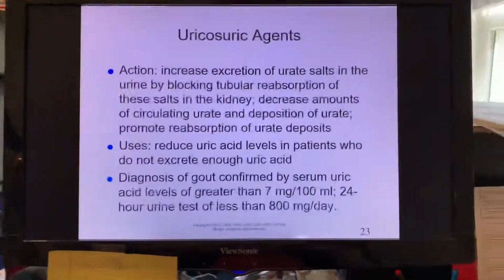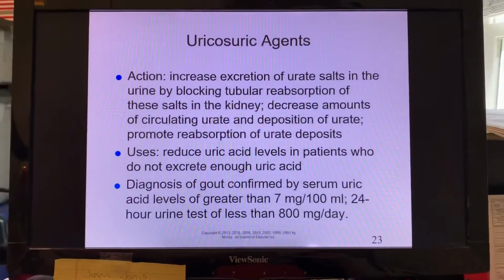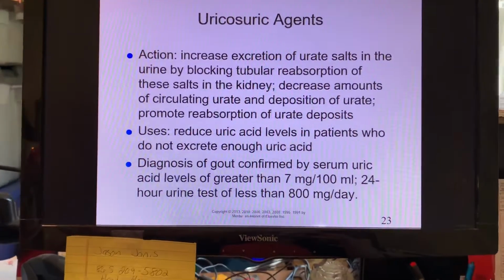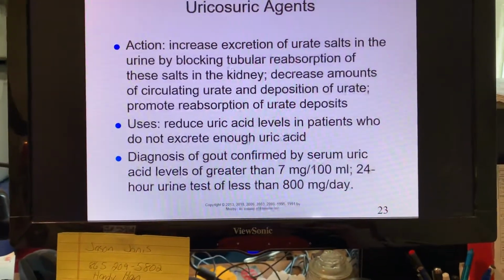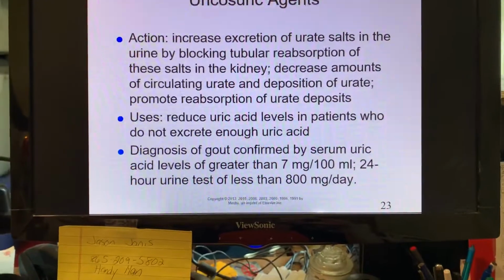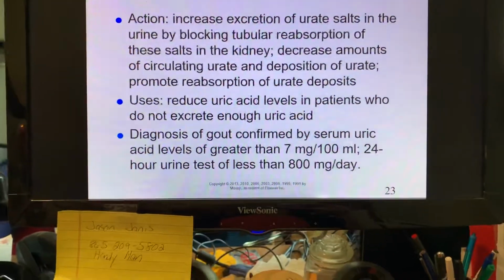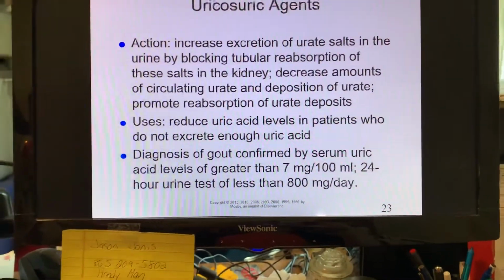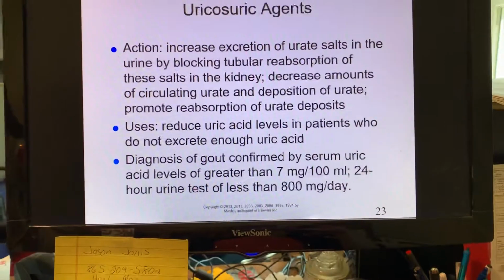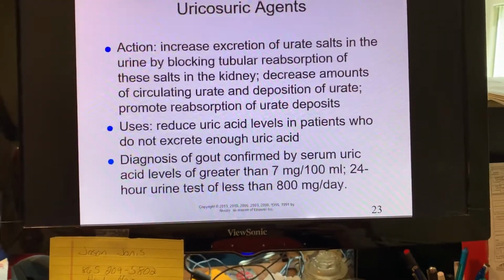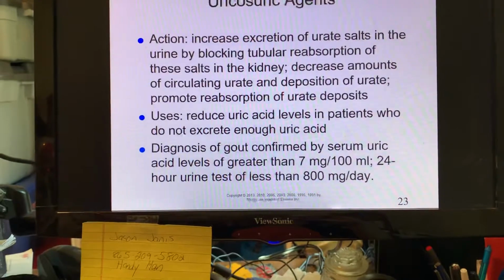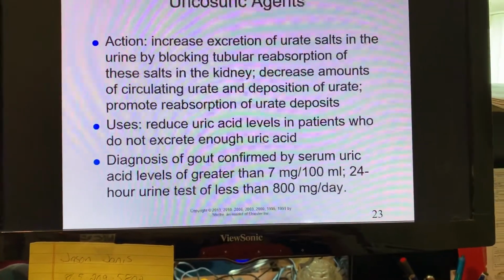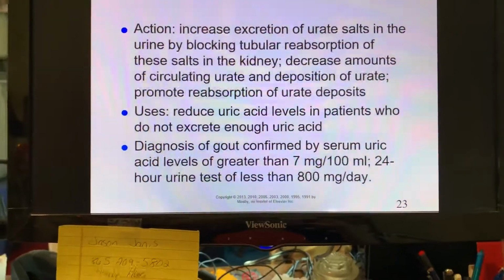The uricosuric agents like allopurinol, they increase the excretion of the urate salts in the urine. They block the kidneys from being able to reabsorb these urate salts. And so they keep you from building up more uric acid in your bloodstream, and help prevent it from getting higher than that 3 to 7 milligrams per deciliter. So it's used to reduce the uric acid levels in patients if their kidneys do not excrete enough to get rid of it.